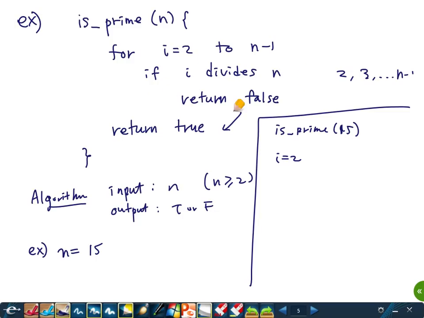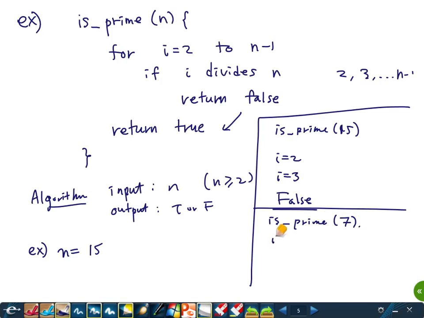So it just finishes the body for the i equals 2 case, and then we increase i by 1, so i is now 3, and then do the same thing over here. Does 3 divide 15? Yes. So 3 divides 15, so it returns false. Immediately it returns false. Now the algorithm is done. And we know that this is true, 15 is not a prime. That is good. On the other hand, suppose we had 7.